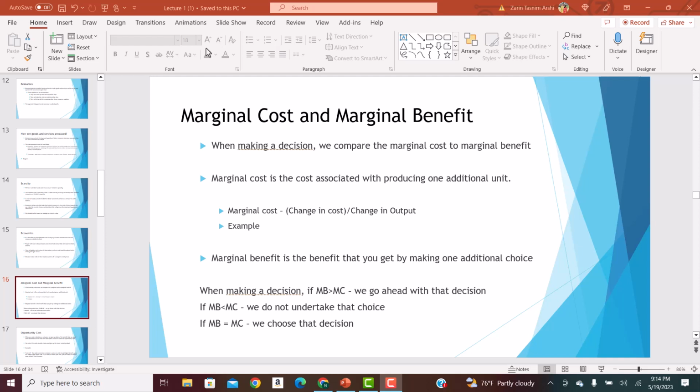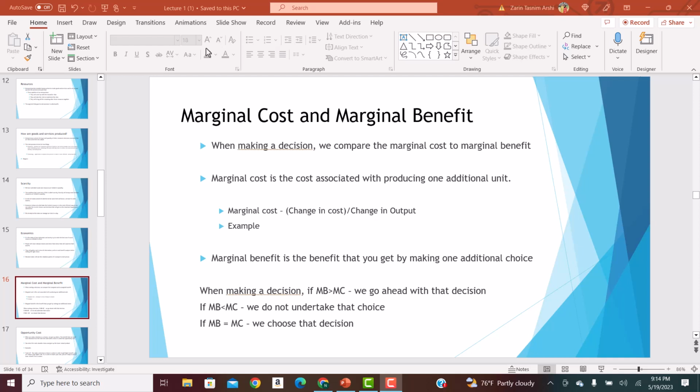Okay, now the formula for marginal cost is given as the change in total cost divided by the change in output. And I'm going to do a quick example to explain how to calculate marginal cost and average cost, because these are very important in making decisions. Okay, but before I go on to that, the purpose of this is basically we compare marginal benefit to marginal cost when we are making a decision.